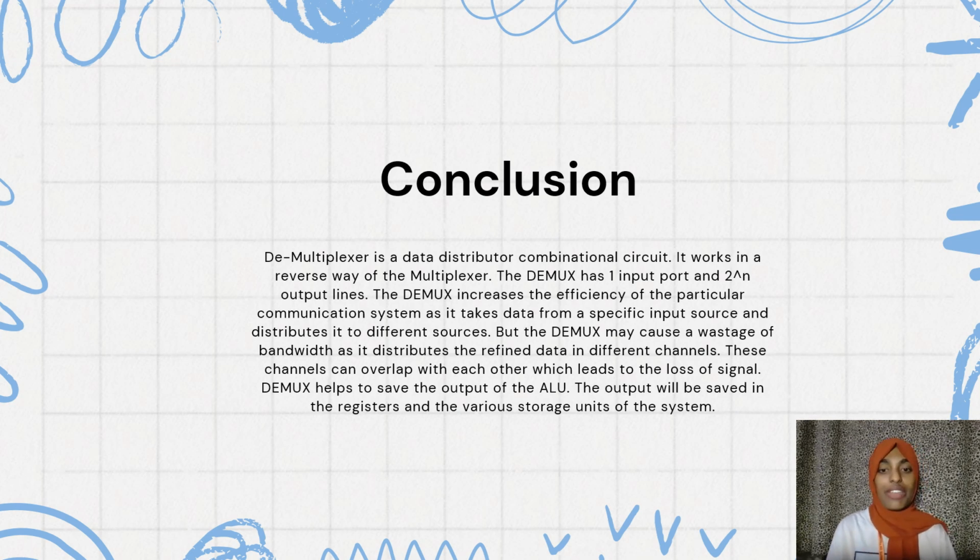A DMUX helps to save the output of the ALU, which is the arithmetic logic unit. The output will be saved in the registers and the various storage units of the system.